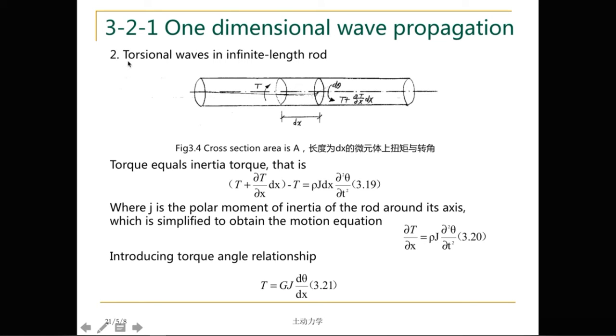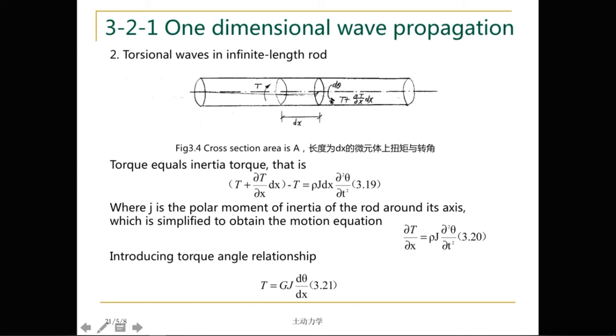Then, let's discuss the torsional wave in an infinite length rod. It's also a rod with a round cross-section area, and there's an axis, x. We select an element with length dx and analyze the forces acting on it. There are two sides, and on each there is a torque. The left side torque is T, and the other side torque is T plus dT over dx times dx.